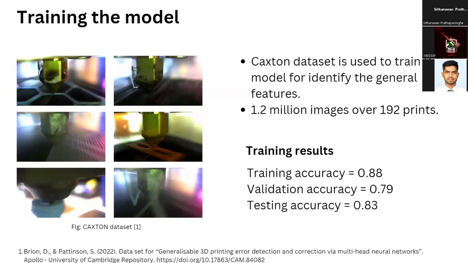Let's move on to the training part. To train the model on general features, we use the Caxton dataset. In that case, we use 1.2 million images over 192 prints. You can see the training results in the slide.